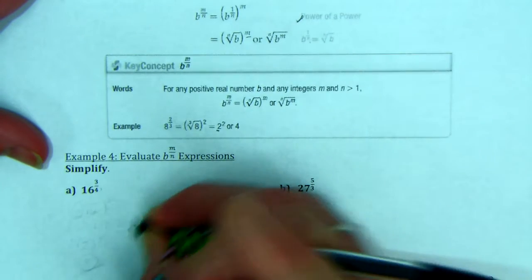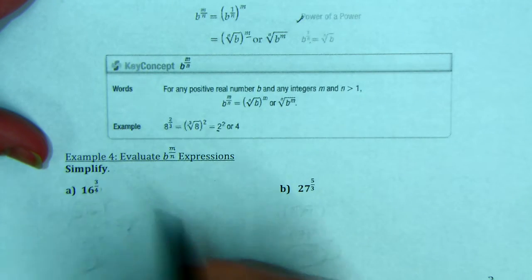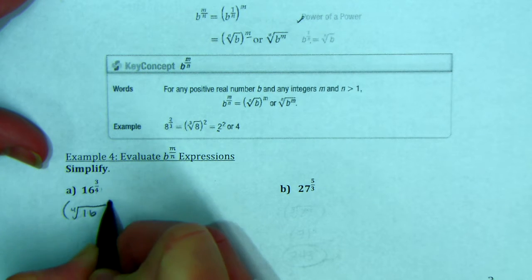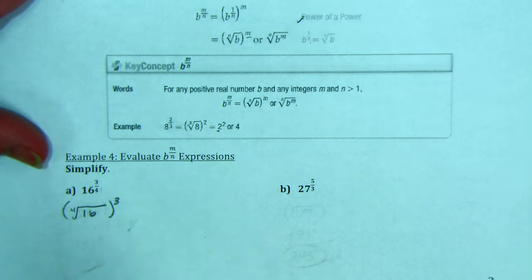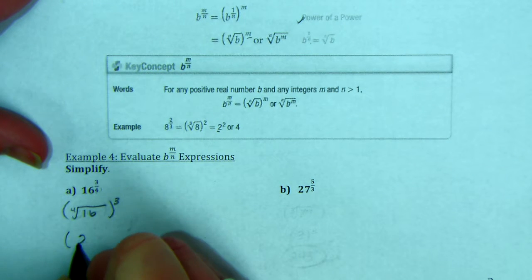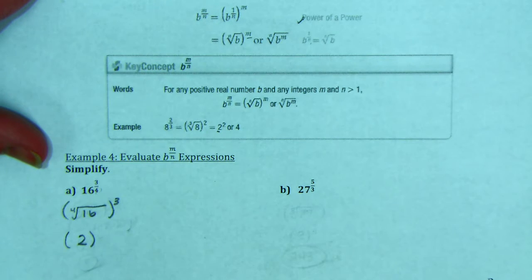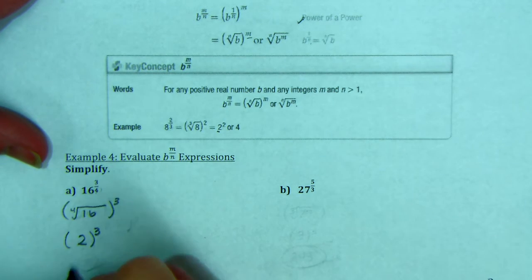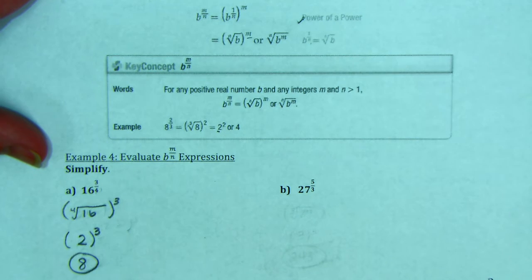All right, we have 16 to the 3/4. Well, because 4 is the denominator, it is the 4th root of 16, and then once we get that answer, we will cube it, because that is our numerator. All right, hopefully you're pretty familiar with 16. What number multiplied by itself 4 times gives 16? It should be 2, because 2 times 2 times 2 times 2 is indeed 16. And then when we cube the 2, we will get 8.